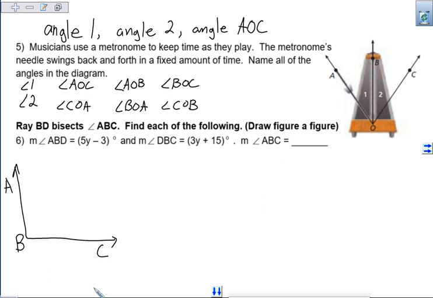And what else do we need? A ray with D on it. And where is that ray? Right in the middle, because of that word bisects. Make sure you are reading all of your directions today, and I do mean all of them. Every bolded word, every non-bolded word. Make sure you are reading all of them.